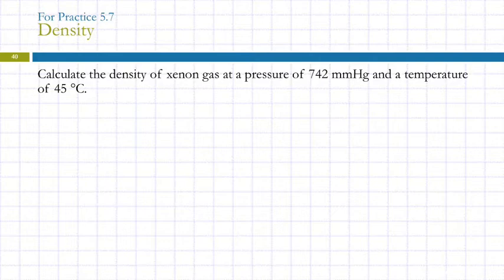So I'm going to calculate the density of xenon gas at a pressure of 742 millimeters of mercury and a temperature of 45 degrees Celsius without using that equation, because I don't like it. If you like it, you go right ahead. So this is how I approach a problem like this. It says calculate the density. So I ask myself, well, what is density? Density is mass divided by volume, right? The mass divided by the volume.